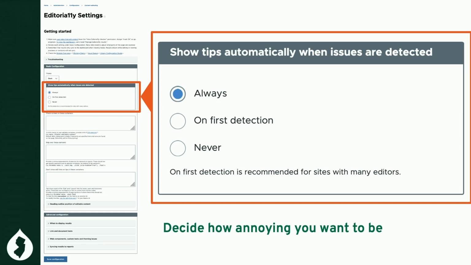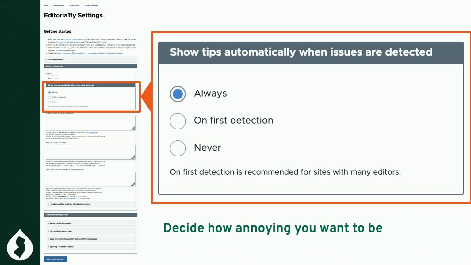Next option, show tips automatically when issues are detected. So there's a little toolbar. It has an open and closed state. If it's closed, it's just the number in the corner. If it's open, there's tips painted all over the screen. And it remembers what the user had on the last page visit. So if they've shut it, it'll stay shut. If they've opened it, it'll stay open.